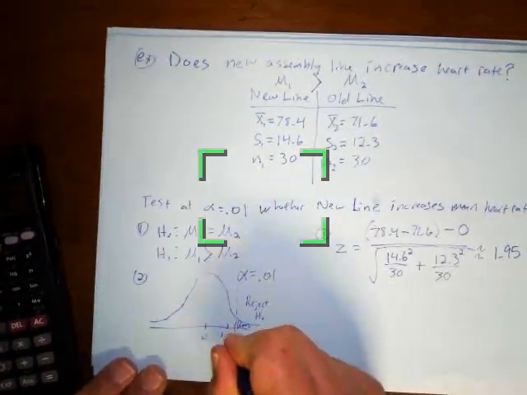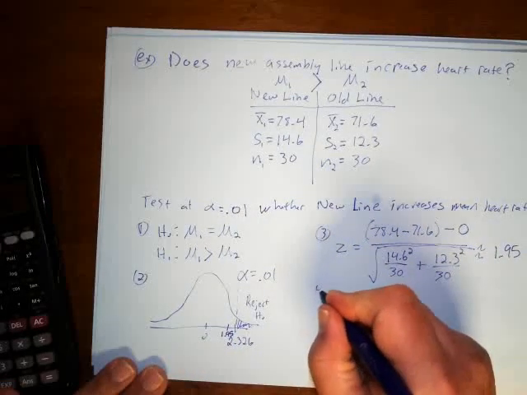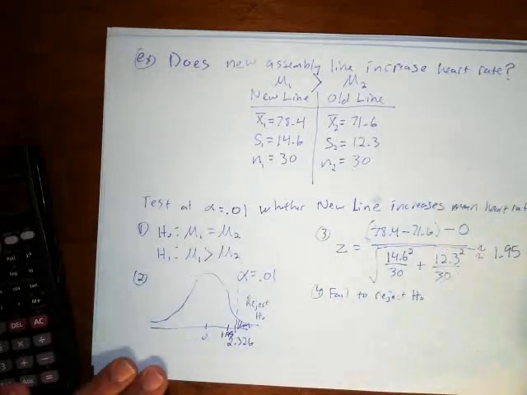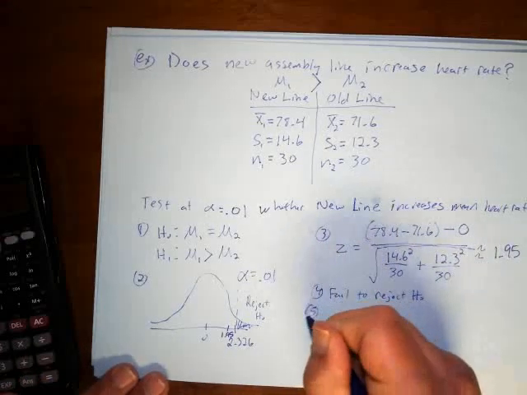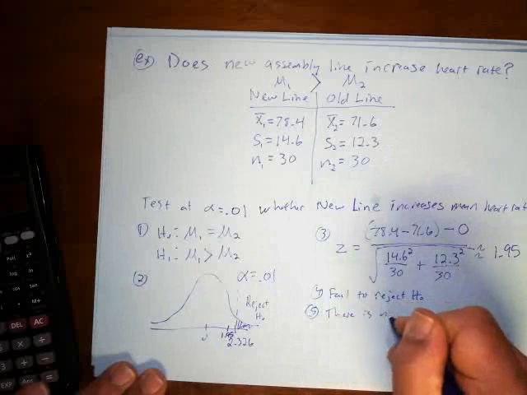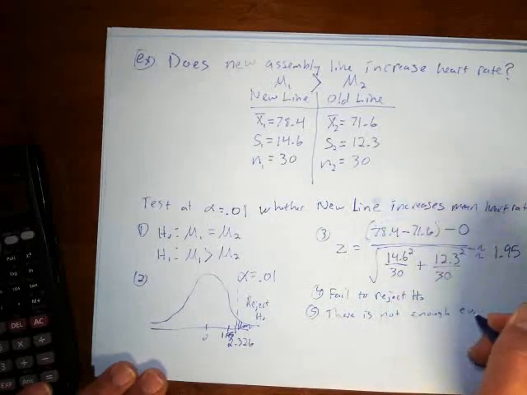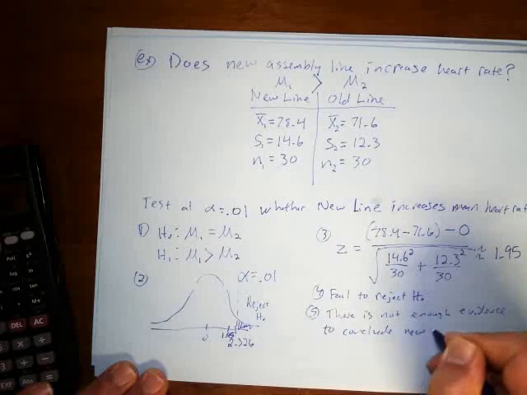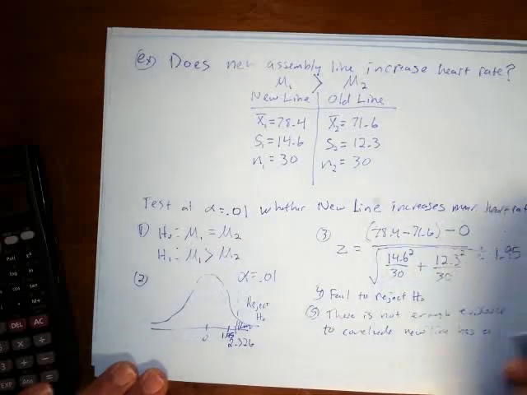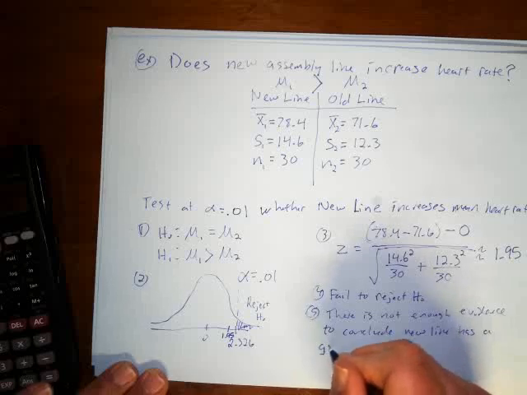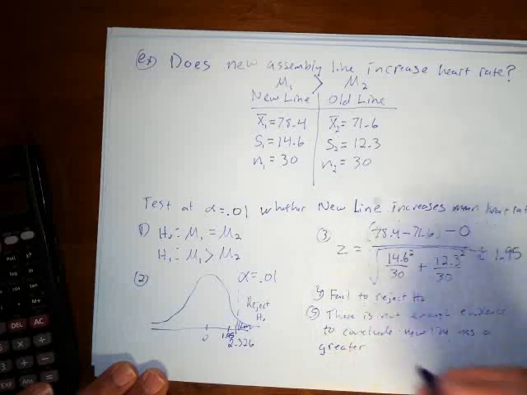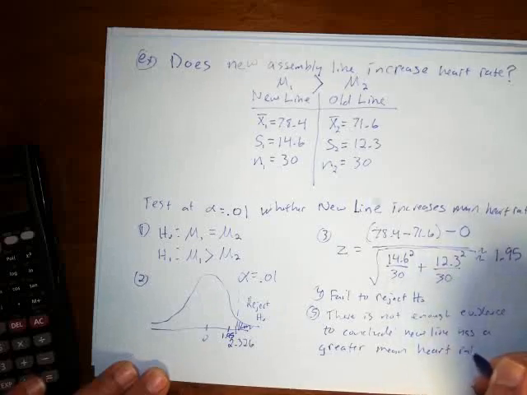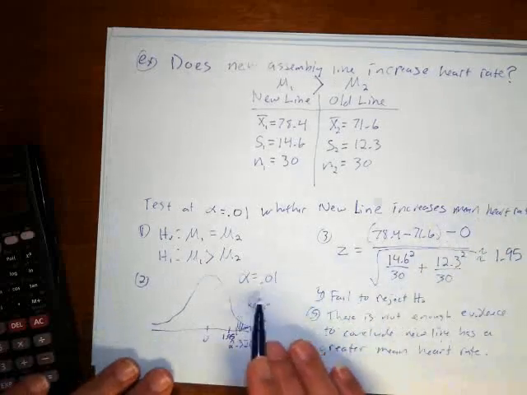Now that actually does not lie in the rejection region. So I'm going to fail to reject H0. And that means there is not enough evidence to conclude the new line has a greater mean heart rate. This is at the 0.01 significance level.